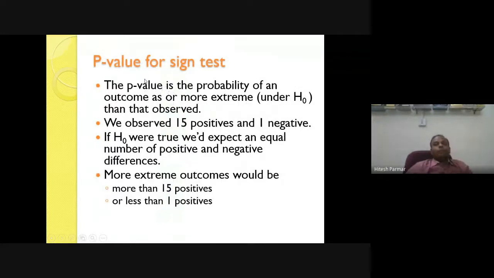So the p-value for the sign test is the probability of an outcome as or more extreme than what has been observed. So here we observed 15 positive, 1 negative. So this is the extreme value, and exactly the p-value we get through software, and then we can take the decision of rejecting the null hypothesis.